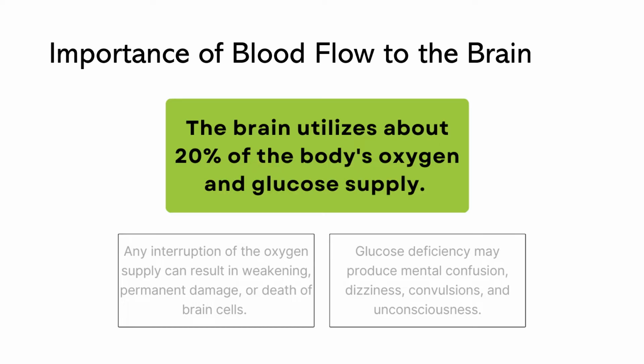Any interruption of the oxygen supply to the brain can result in weakening, and if that interruption is too long, it can also result in permanent damage or even death of the brain cells. And because the brain cells must undergo cellular respiration for energy, glucose is also essential. A glucose deficiency may produce mental confusion, dizziness, convulsions, and unconsciousness. This is especially important in patients that may be diabetic, as they have to be very aware that they have an adequate amount of glucose for brain activity.